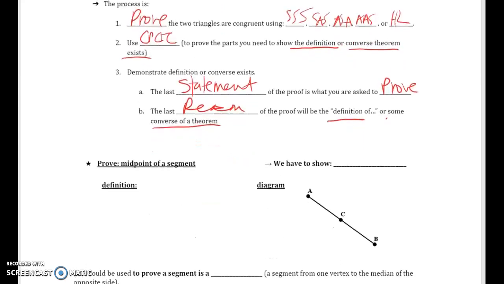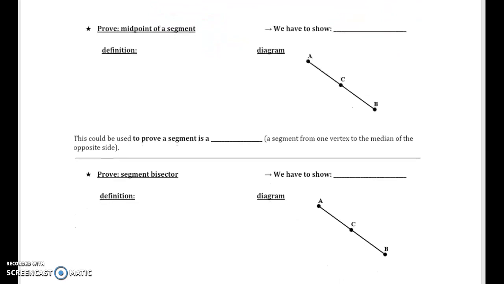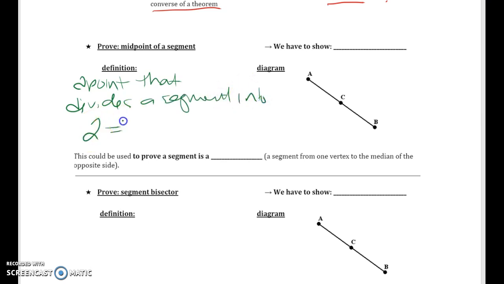So there are a couple things that they may ask you, and we'll talk about more of them after. One thing that you may be asked is to prove that a point is a midpoint of a segment. So we know that a midpoint of a segment is a point that divides a segment into two congruent segments or parts.